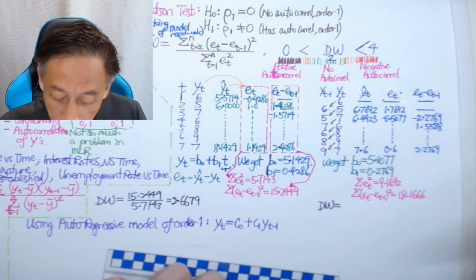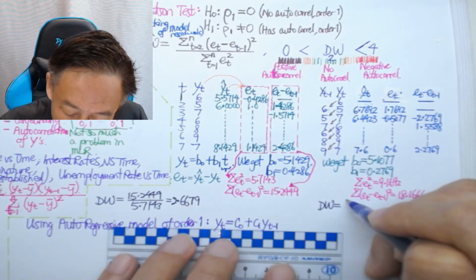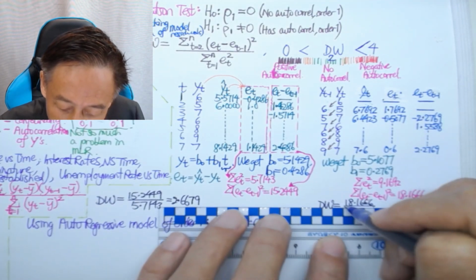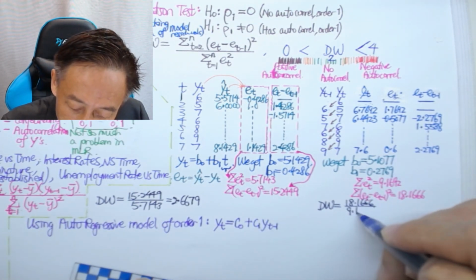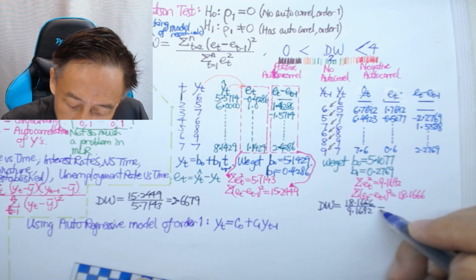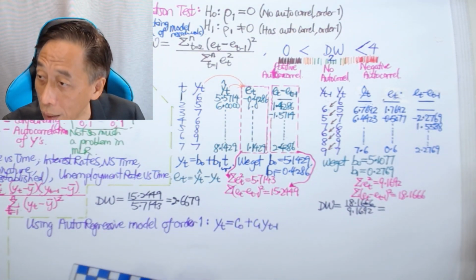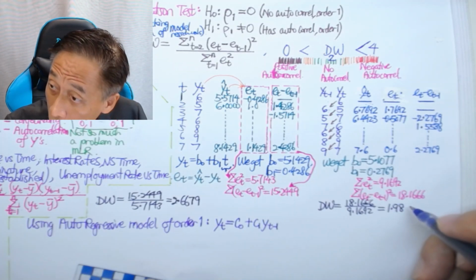So our Durbin-Watson value will be the sum of ET minus ET minus 1 squared. So it's 18.1666 over sum of ET squared. So it's 9.1692. Okay. All right. So now what happens? I get 1.9813.